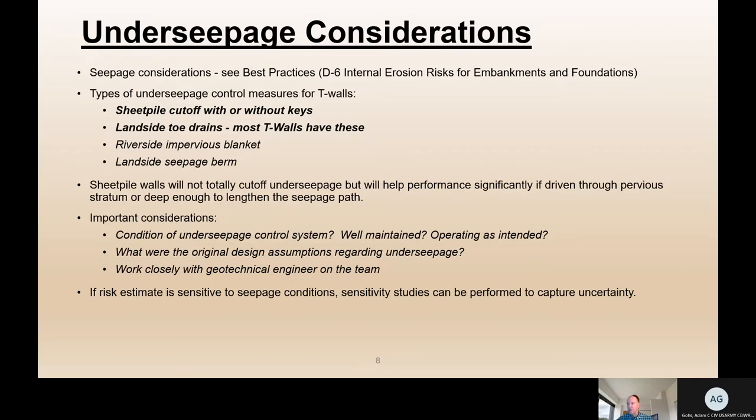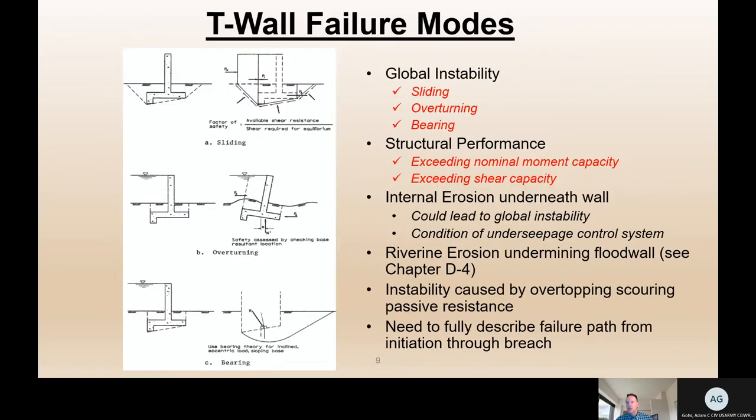The failure modes for T-walls are global instability, sliding, overturning, and bearing. And I think sliding is probably the failure mode for T-walls you would mostly be concerned about. For structural performance of the cantilevered T section, the shear capacity and the moment capacity need to be evaluated, and internal erosion as well in conjunction with riverine erosion.